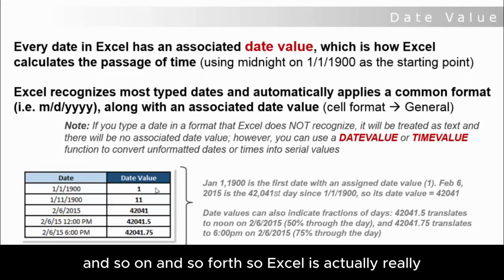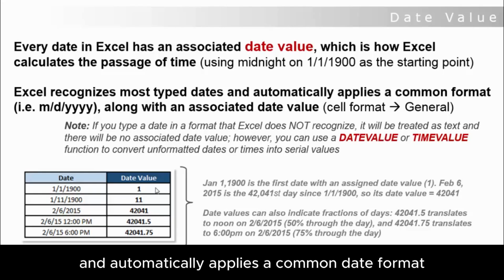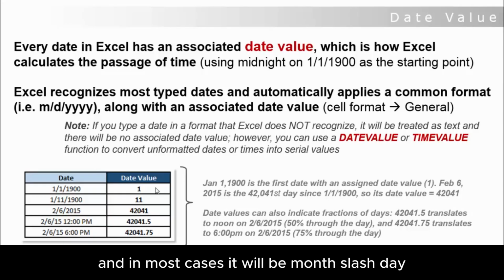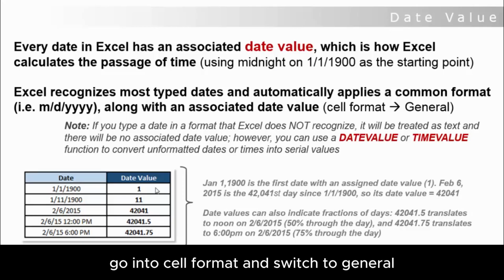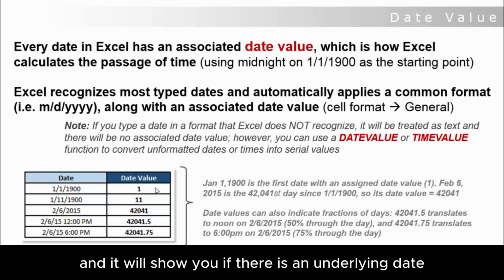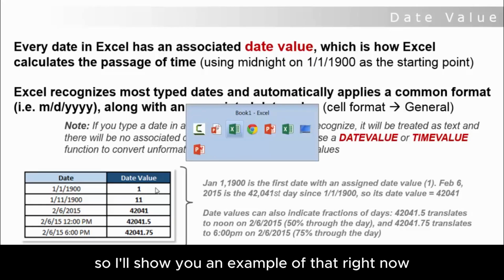So Excel's actually really, really smart about dates, and it recognizes most typed dates and automatically applies a common date format. In most cases, it will be month/day/year with 4 digits, along with its associated date value. Now, the way to check if your entry is recognized as a date is to right-click, go into format cells, and switch to general, and it will show you if there's an underlying date value. So I'll show you an example of that right now.